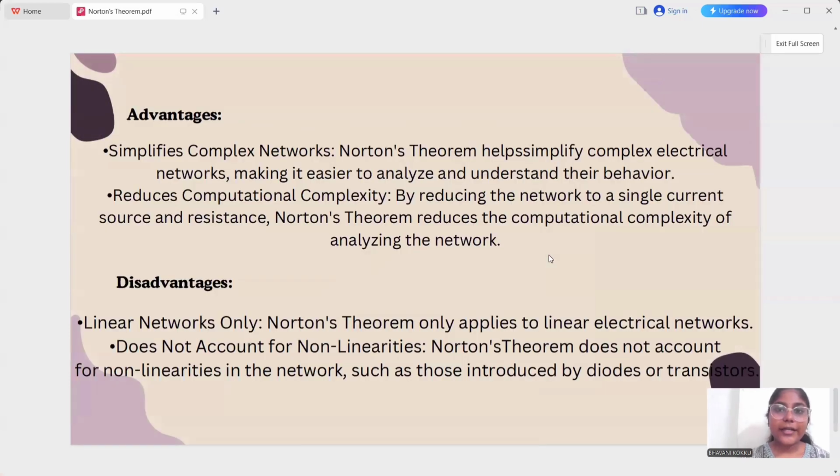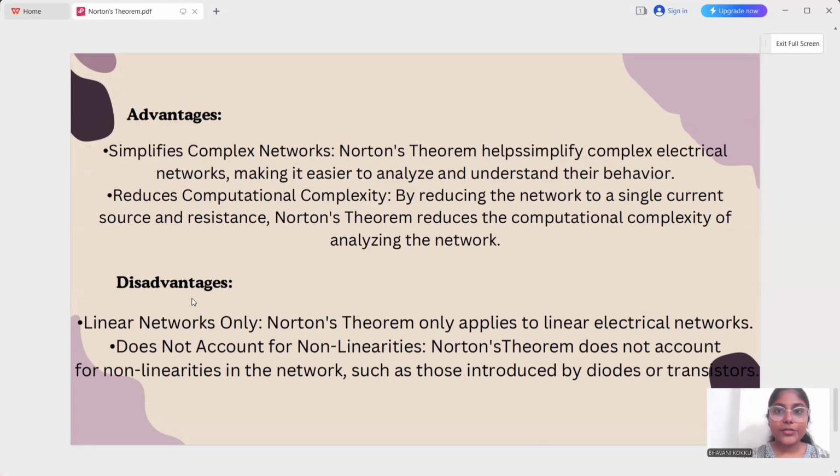Now, the advantages of Norton's theorem are that it simplifies complex networks and reduces computational complexity. As we saw earlier, that complex circuit was transformed into a simpler circuit, which helped us in simplifying the circuit in an easier manner, which was time saving for us.